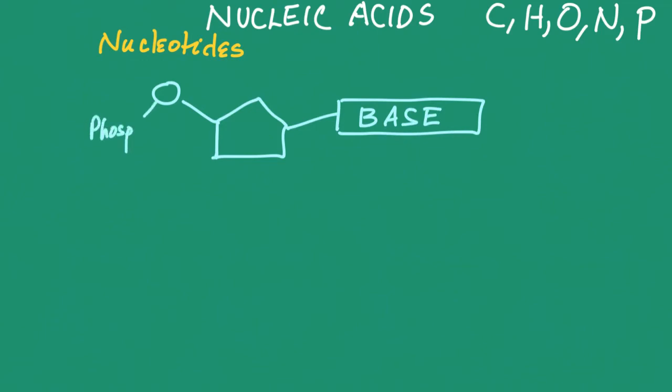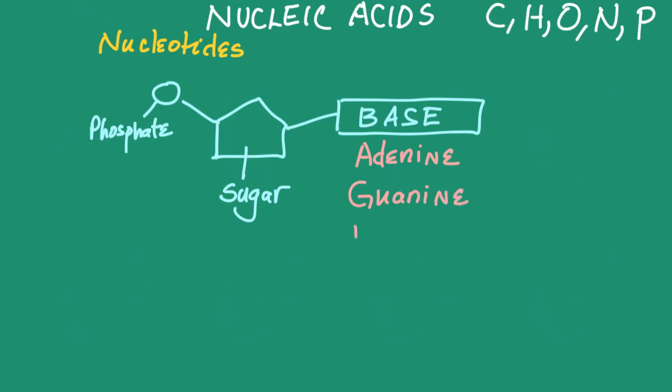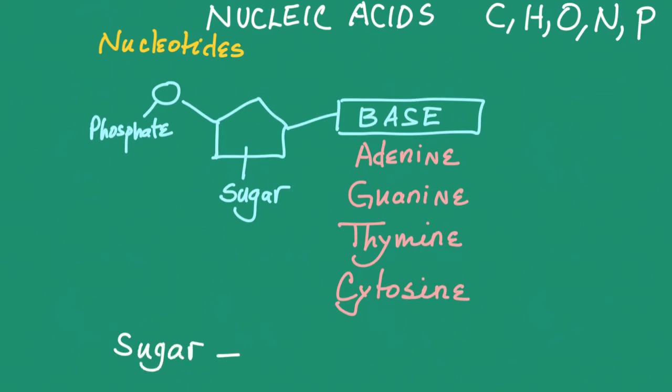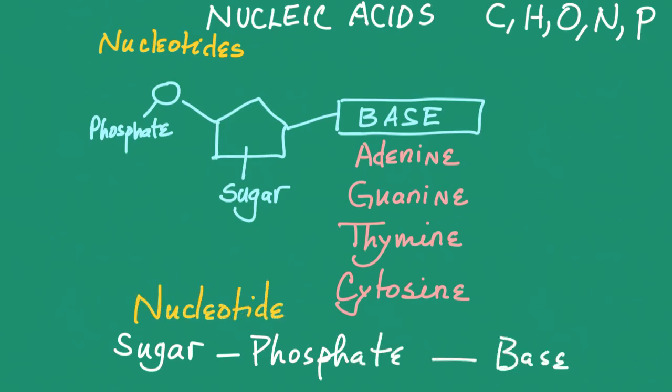The phosphate is the round structure that you see. Then we have the 5-carbon sugar, which is connected to the base. There are four types of bases found in DNA, and that is adenine, guanine, thymine, and cytosine. So there we have it. A single nucleotide is made up of a sugar, a phosphate, and a base. This is something you need to remember.